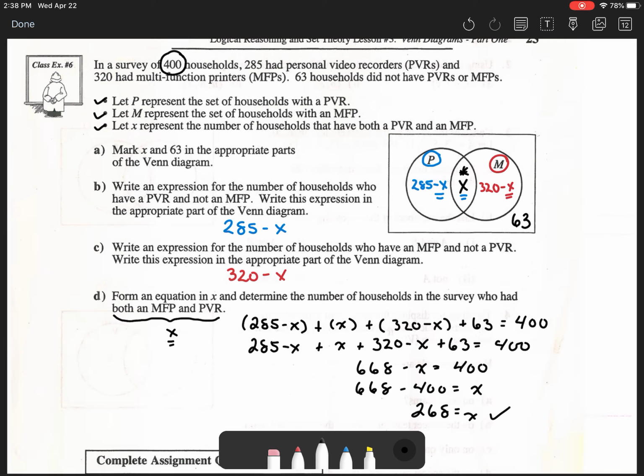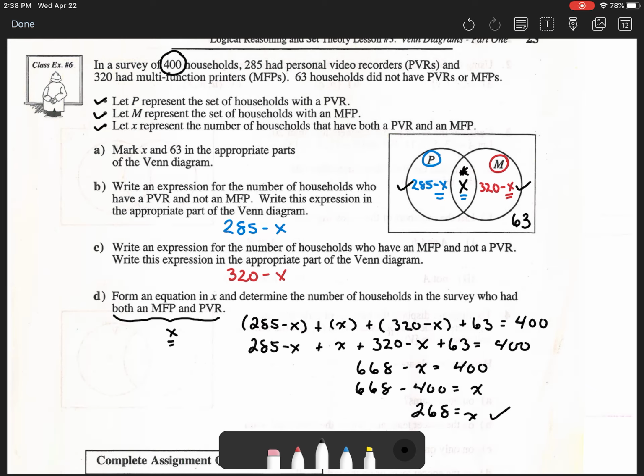What you have to be extremely careful of is that they won't always be asking just for x. They might ask for the number of households that had just PVRs. If they asked for the number of households that had just PVRs, you would go 285 minus 268. If they wanted the number of households that only had MFPs, you would go 320 minus 268. So once you find that middle piece, don't always assume that's what they're after.